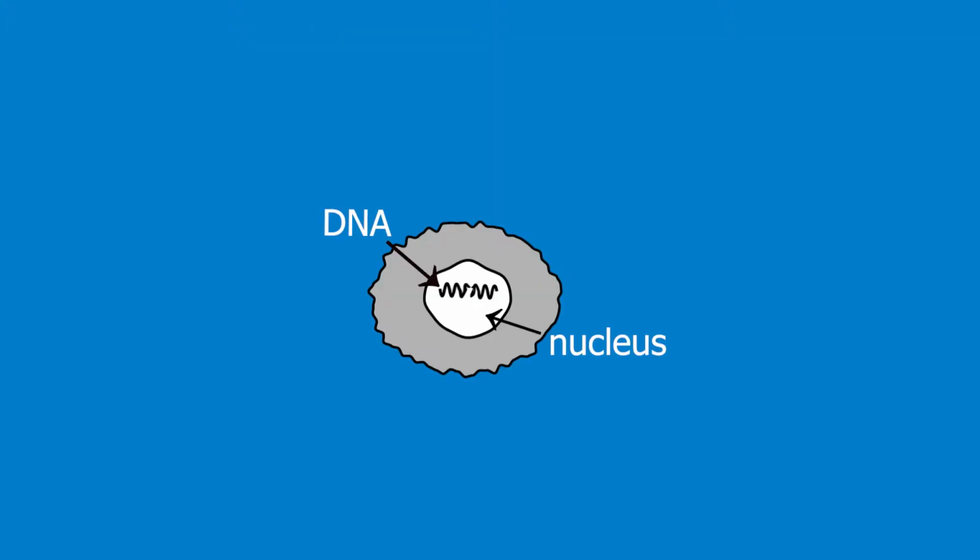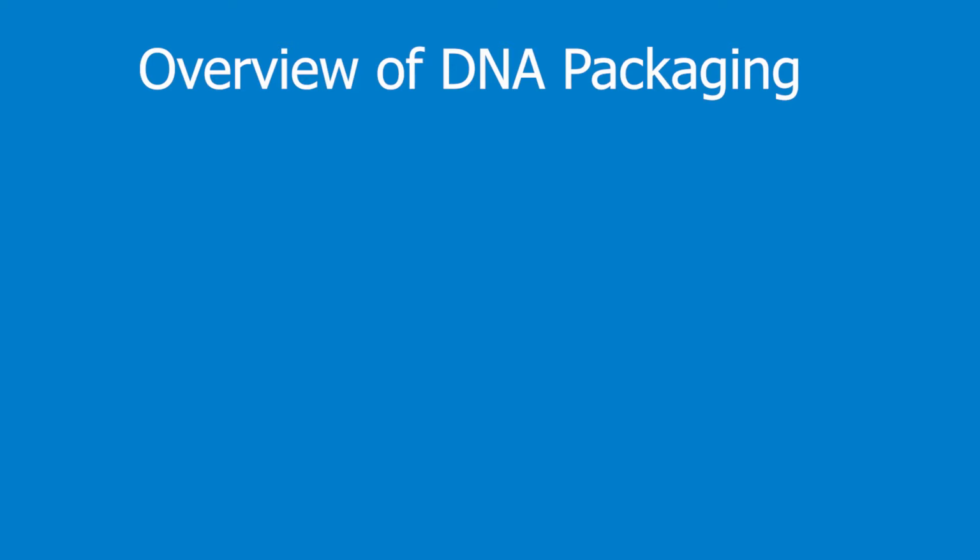DNA, or deoxyribonucleic acid, is the hereditary material found in most organisms. DNA is found in almost every single cell. If you were to stretch the DNA in each cell all the way out, it would be roughly 2 meters. Cells are obviously way smaller than 2 meters, so how does DNA fit within the cell? The answer is DNA packaging.